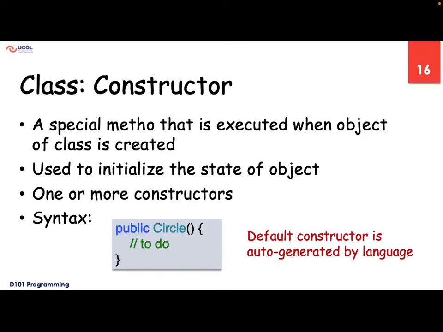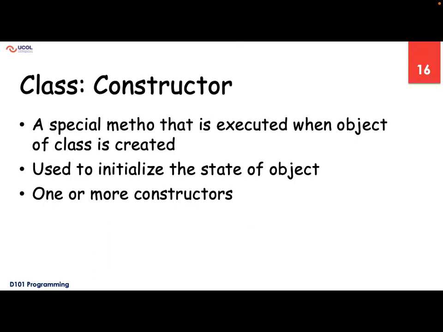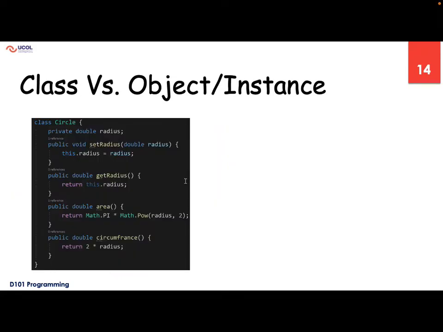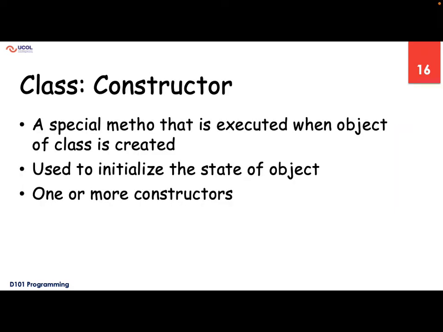So this is the default constructor with 0 parameters. And that is what we have actually used here. New Circle, and then we are putting the parentheses here. So actually we are calling that default constructor to construct the object. Okay?